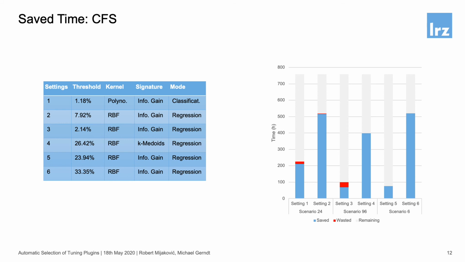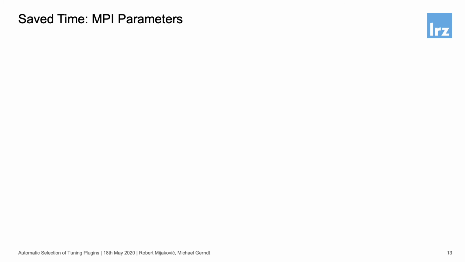The wasted time marked in red is time spent on tuning programs with insufficient tuning potential, plus time to evaluate signature scenarios of programs that are wrongly classified as programs with insufficient tuning potential. As you can see, due to its high quality of predictions, most of the time that would be wasted when all programs would be tuned is now saved. Okay, so now let's see the performance of MPI parameters and the time that's saved by using it.